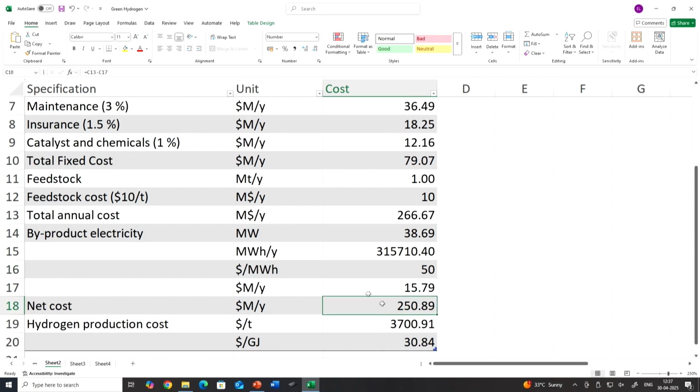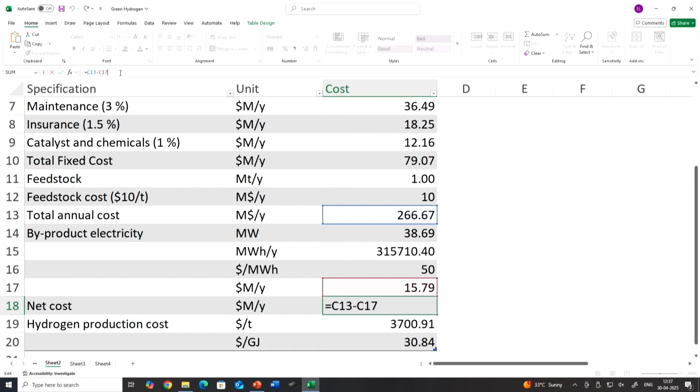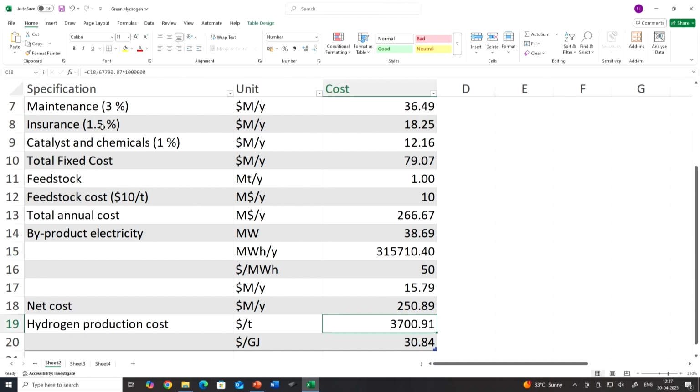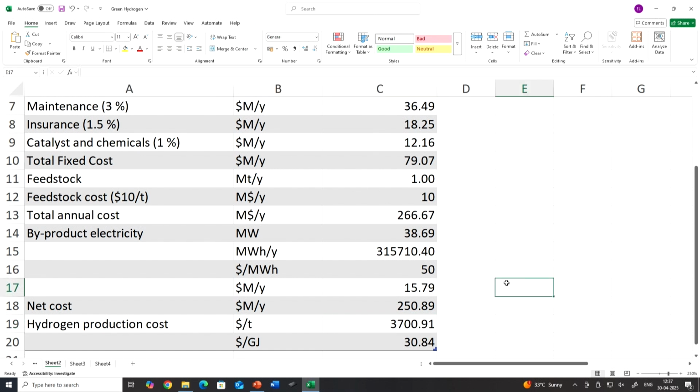For calculating the net cost, I am just adding this total annual cost and subtracting from it the byproduct electricity. I divide that with the hydrogen production, which happens to be 677 kilotons a year, and this brings in the hydrogen production cost of roughly $3,700 a ton, which is equivalent to roughly $3.7 a kg. This is very expensive as compared to the fossil fuel based hydrogen production, but it happens to be somewhat lesser if I compare this with the electrolytic hydrogen production, which was roughly near $4 or so.